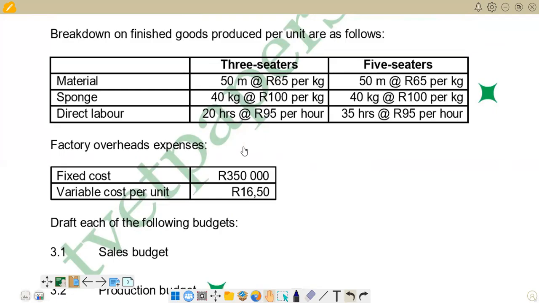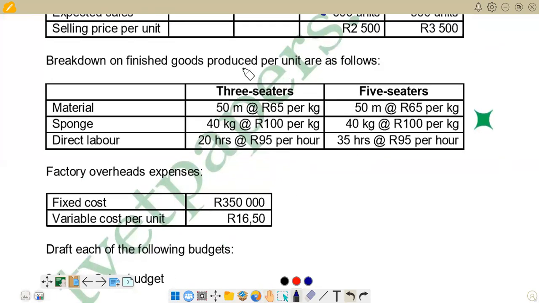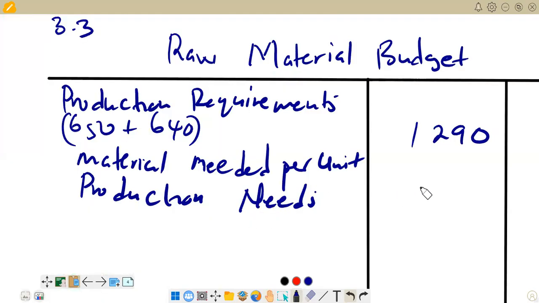They've clearly indicated that the breakdown of finished goods produced is per unit. Very important. So whatever we are given here is per unit. If you go to sponge, you'll see that there's 40 kg. This is the material per unit. It also applies to the 5-seaters, 40 kg. So we've got the same material per unit, which is 40 kg. So 40 is the figure that we are looking for. So we are going to put that 40 there, under material needed per unit.